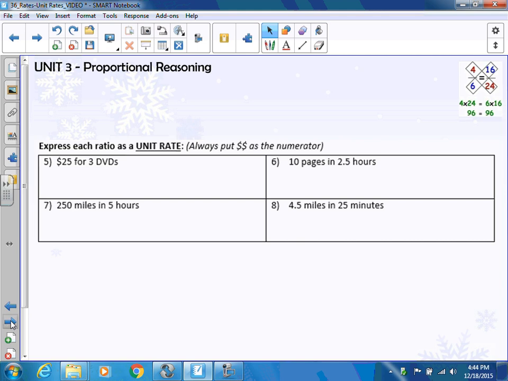And I want you to put a little note in your notes. I want you to add: to find the unit rate.